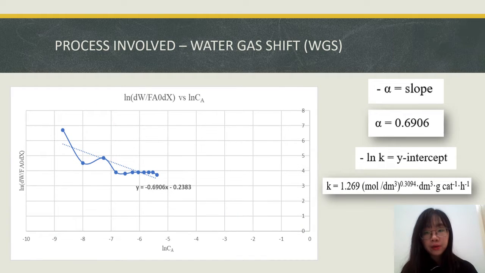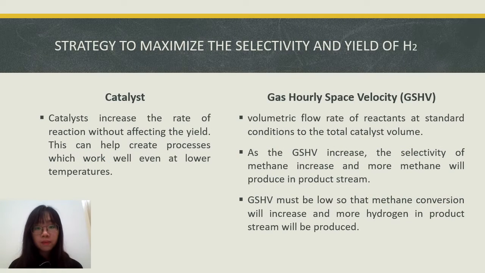By plotting the graph here, the rate order that we get is 0.6906, while the rate constant K is 1.269. For the strategy to maximize the selectivity and yield of hydrogen, catalyst concentration should be high because it increases the rate of reaction. For gas hourly space velocity, it should be low because methane conversion will increase in that way and more hydrogen will be produced.